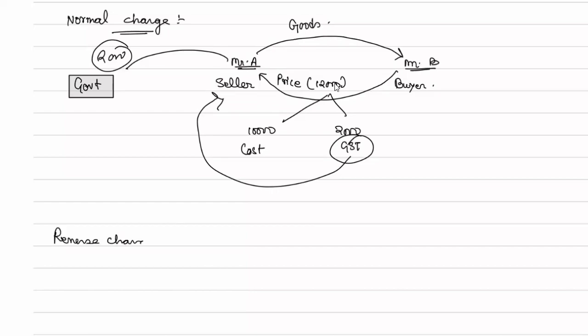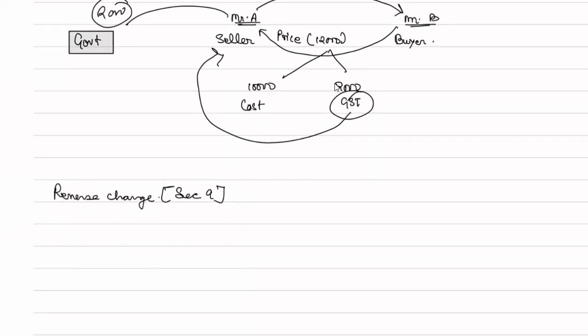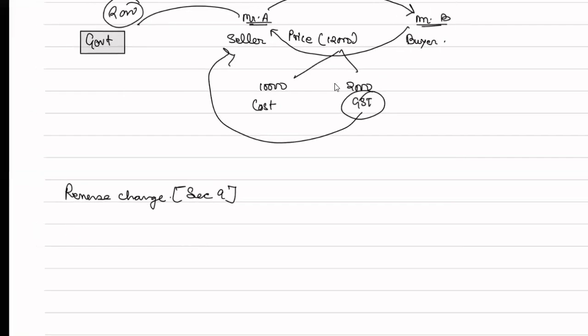Now, there is a concept of reverse charge. Specifically, we are reading section 7. After this, we'll read section 8, and then we'll move on to section 9. Section 9 is reverse charge: 9.1, 9.2, 9.3, 9.4, 9.5. Only 5 subsections on it. I'm just explaining what actually happens in reverse charge. Suppose, again I'm saying, there is a Mr. A who is the seller.